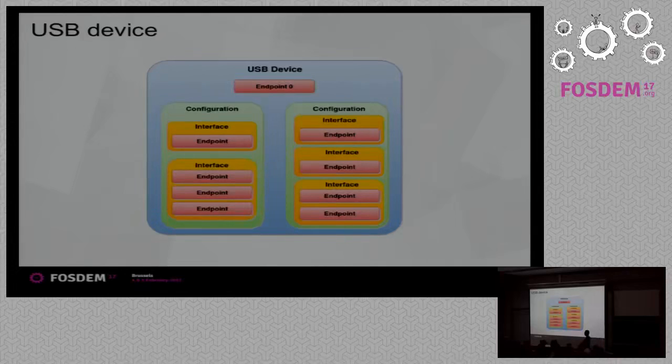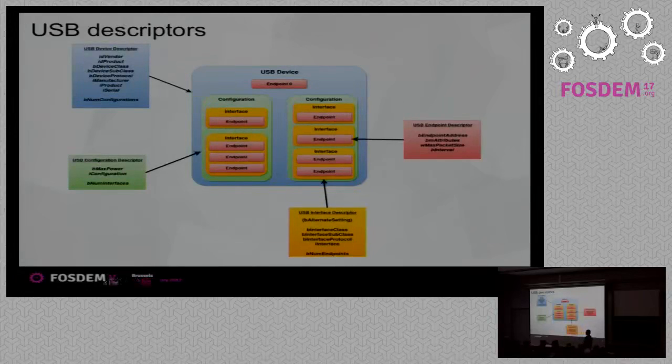Interfaces are grouped into configurations. A configuration is a group of interfaces which can be used at the same time. It means that all interfaces in the active configuration may be used by the host. A single device may have multiple configurations, but only one of them may be active at the same time. Apart from all those endpoints which are grouped into interfaces, we have the special one, endpoint 0, the mandatory one, which has to be implemented by each device, and it is not grouped into any interface.